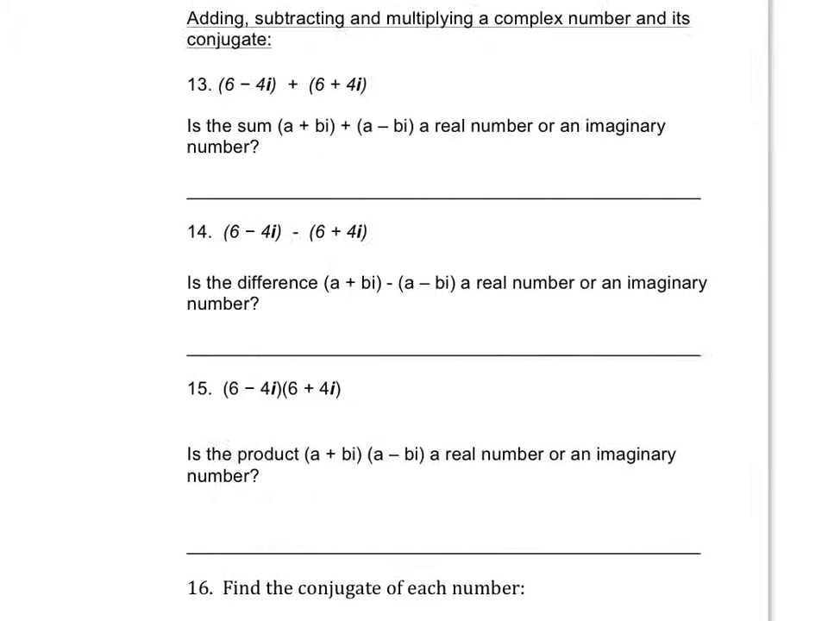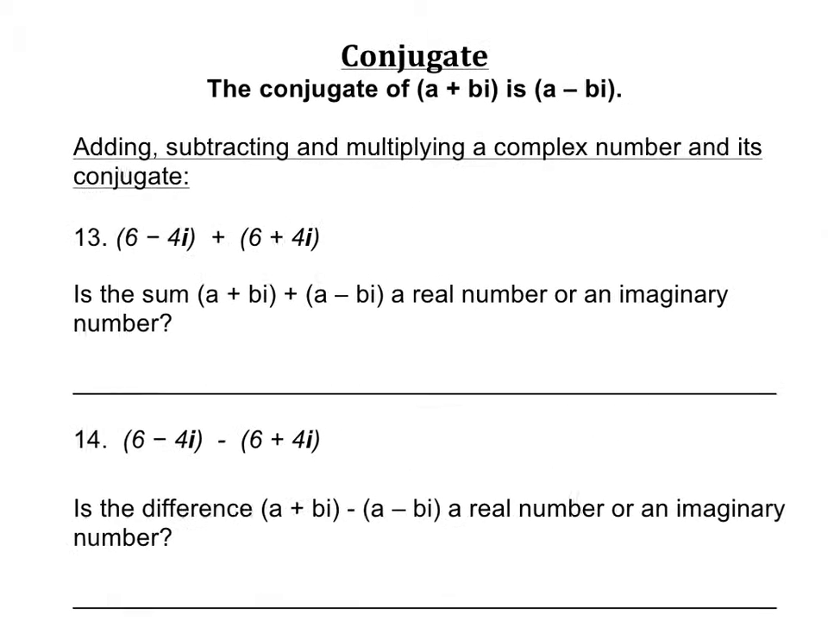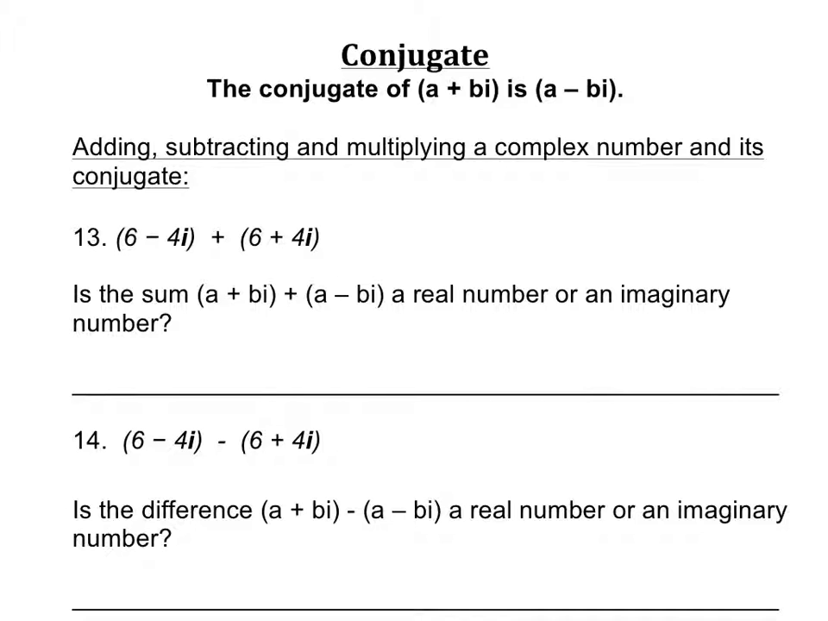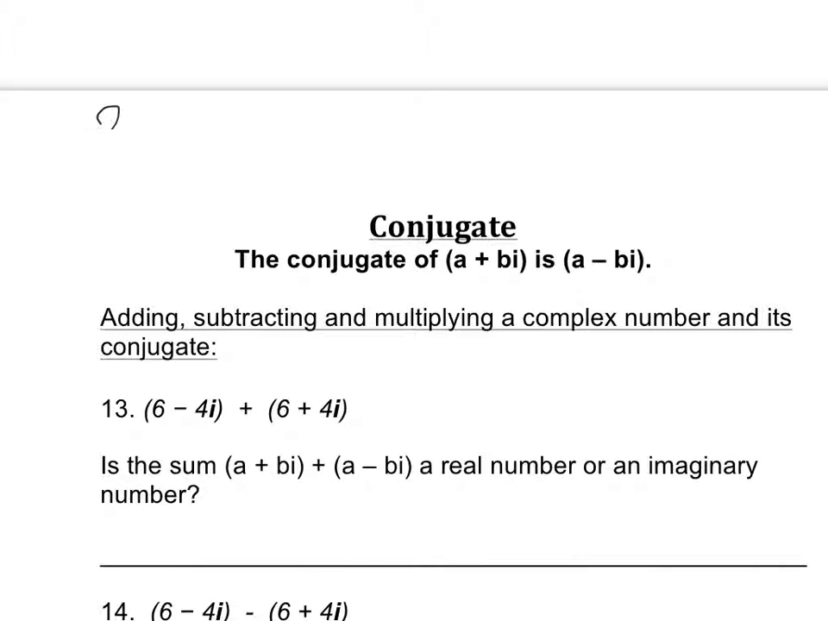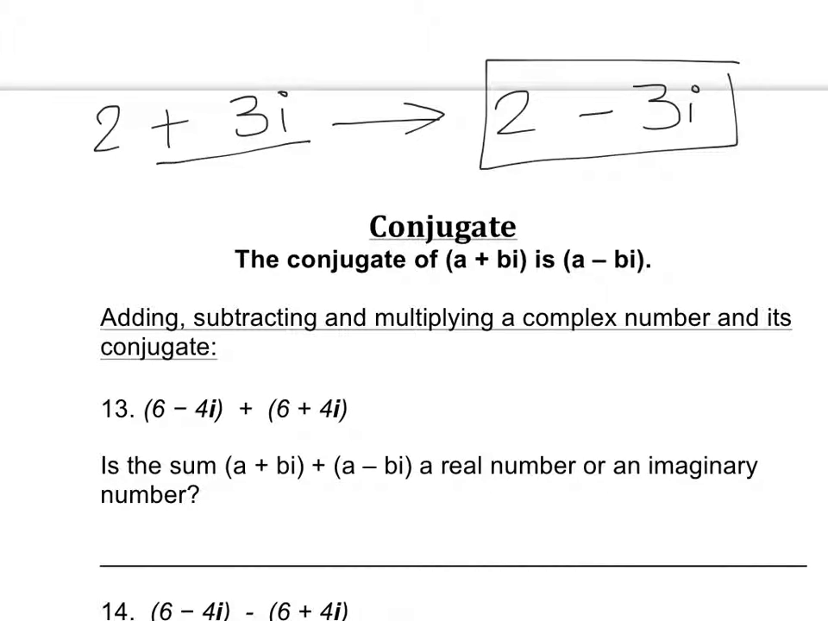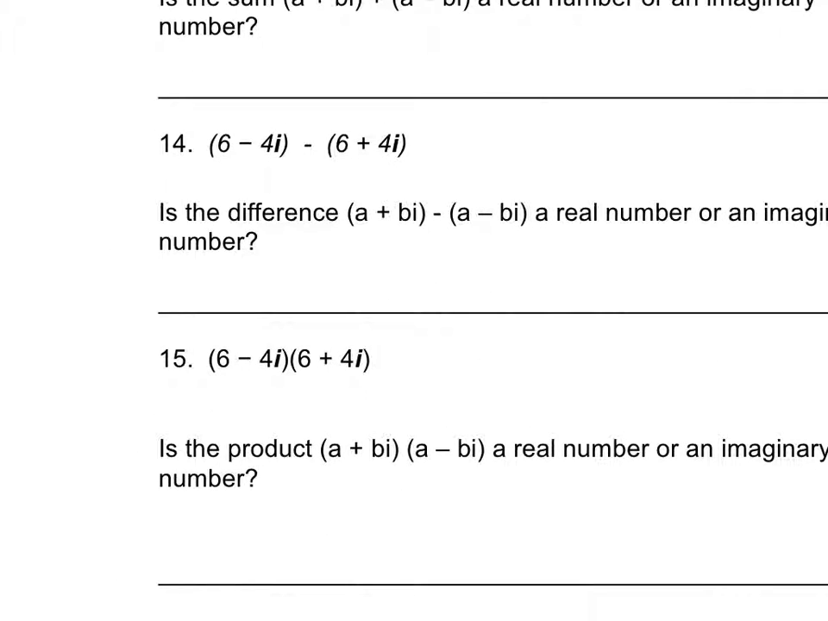Now, what is a conjugate then? The conjugate is a complex number basically, where you just take the imaginary part and you do the opposite. So for example, if I give you 2 plus 3i, what would be the conjugate for that? I keep the real number as it is, but the imaginary number, I take the opposite. And we call this then the conjugate of 2 plus 3i. Okay? So let's move on to 16a and b.